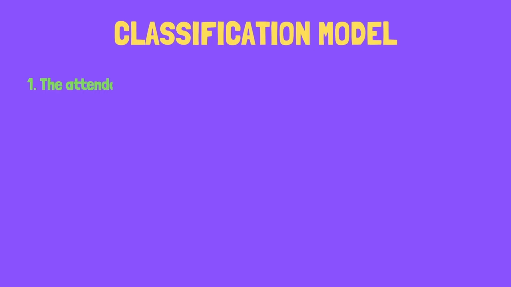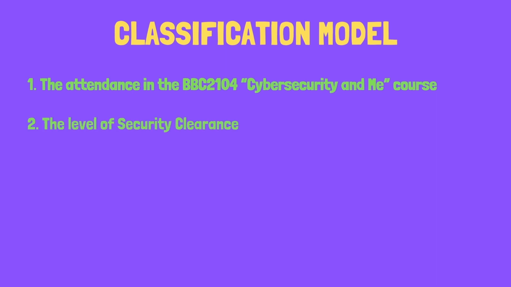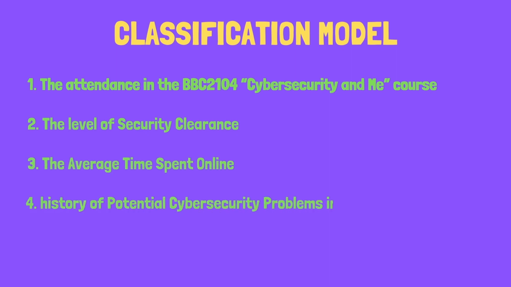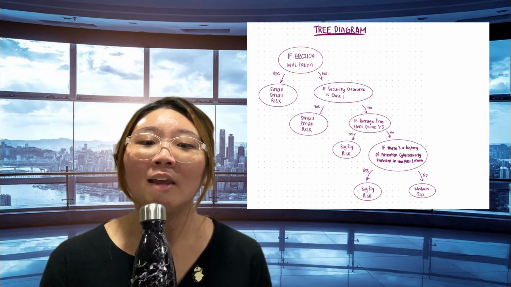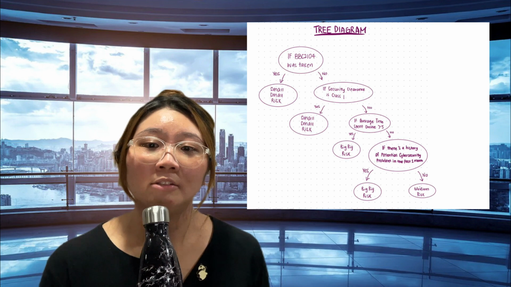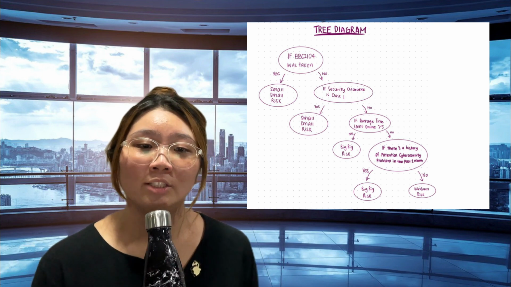The model is structured around 4 key criteria: the attendance in the BBC 2104 cybersecurity course, the level of security clearance, the average time spent online, and if there was any history of potential cybersecurity problems in the past 1 month. Each of them is crucial for understanding and quantifying the cybersecurity risk landscape within our organization.